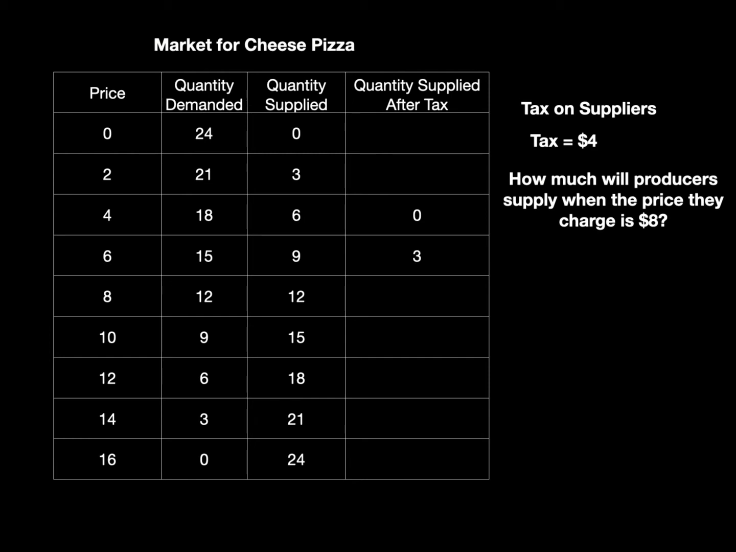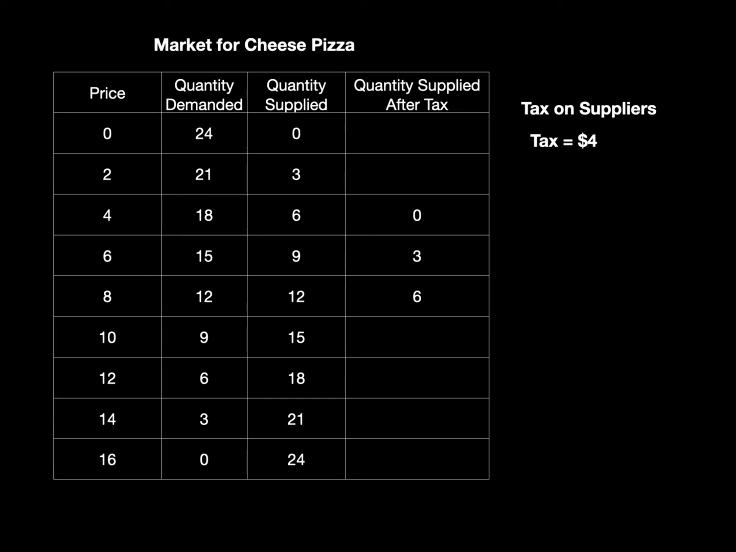How many cheese pizzas will producers want to supply when the price they charge is $8 per pizza? The answer is 6. This is because when they charge $8 before the tax is paid, the producers are actually receiving $4. We can see in the table that at an after-tax price of $4, producers will supply 6. We can continue doing this for each of the prices that are listed in the supply schedule. And when we do this, we get this new green supply schedule.